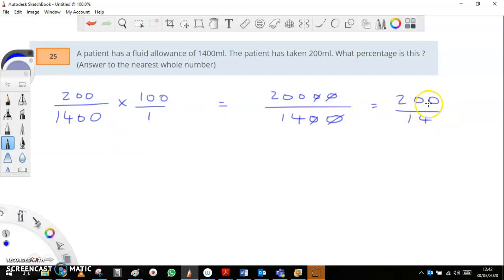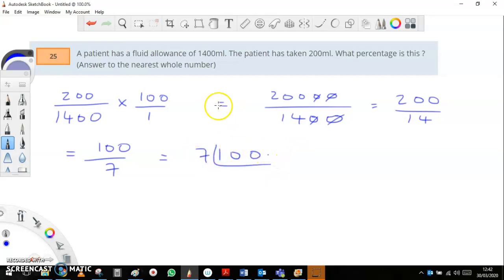So we can divide above and below by 2. So 200 divided by 2 is 100. 14 divided by 2 is 7. So now, I suppose we can start dividing. That's the same as 100 divided by 7.